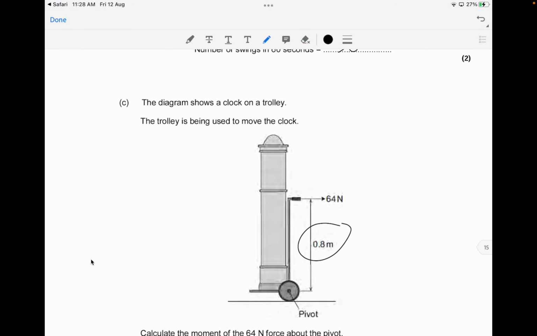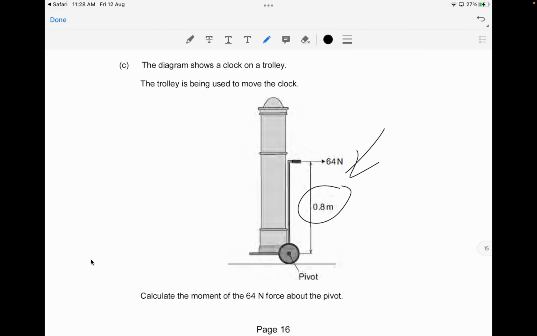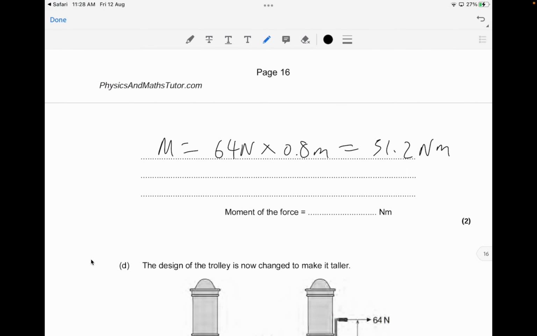So just from the question itself, you can find out certain values. So you have 51.2 Newton meters. All right, let's move on to the next question.